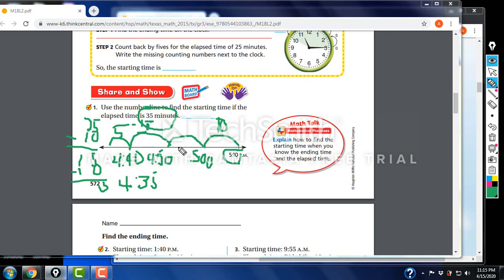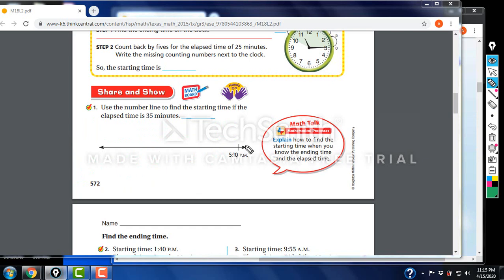I'm sorry, this is not 5. This is 10 here. So that's all you need to do. I'm doing this again because the numbers don't look too good. Oh, you know what? I have it over here too. Let me find it and show it to you nice and cleaner over here.